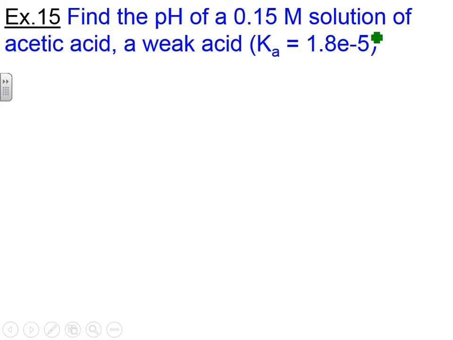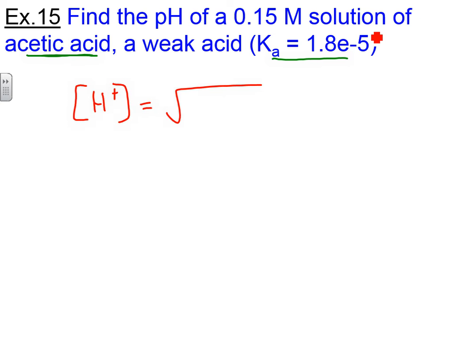This is good old vinegar. So the Ka of acetic acid is actually 1.8 times 10 to the negative 5th. So the equation that we showed you to get H+, you simply take the square root of your Ka times your HA concentration. HA concentration is 0.15, Ka is 1.8 E negative 5. So really, this is a plug and chug type of business.